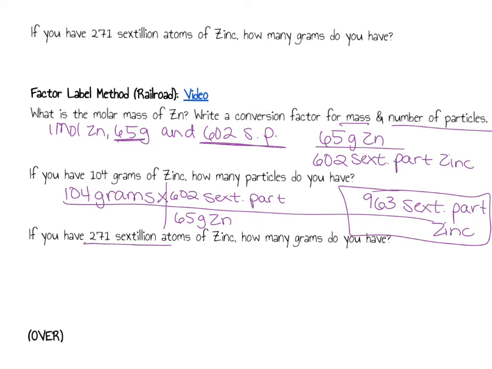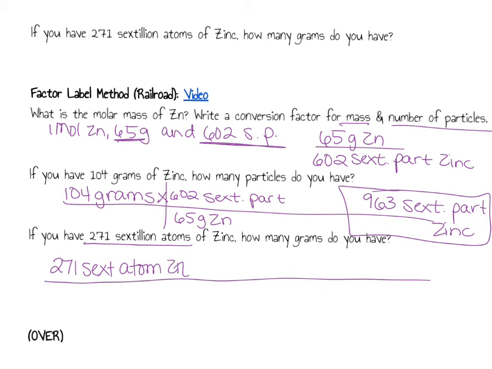We're going to take our starting amount from the problem, which is the 271 sextillion atoms of zinc, and we need to figure out how many grams that is. So we're going to put our conversion factor and we're going to make sure number of particles is on the bottom so that the units cancel out. So we're going to take our known, which is the 602 sextillion atoms of zinc is equal to 65 grams of zinc.